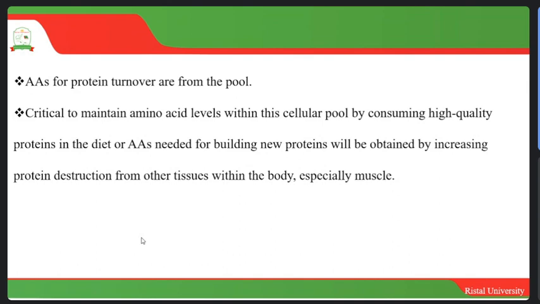To understand replenishing and depletion of the amino acid pool, we look at what processes add amino acids to the pool and what processes remove them. We'll get to discuss that soon as we continue in this lecture. The amino acids needed for building new proteins will be obtained by increasing protein breakdown in other tissues within the body, especially muscles. Amino acids for protein turnover come from the pool.